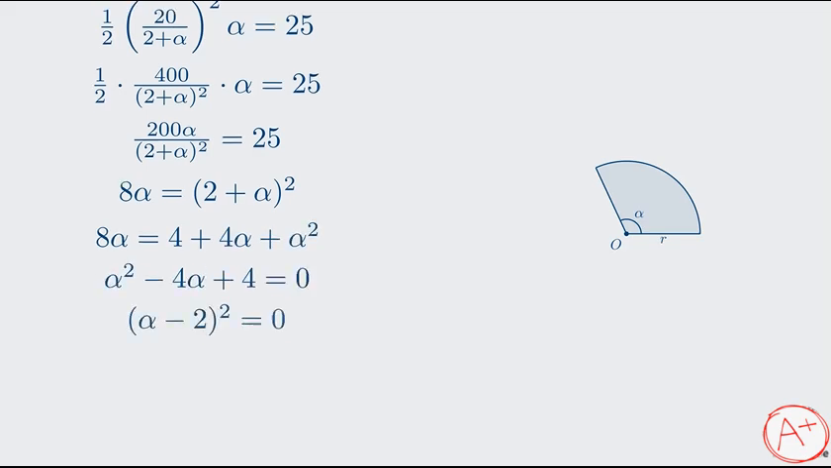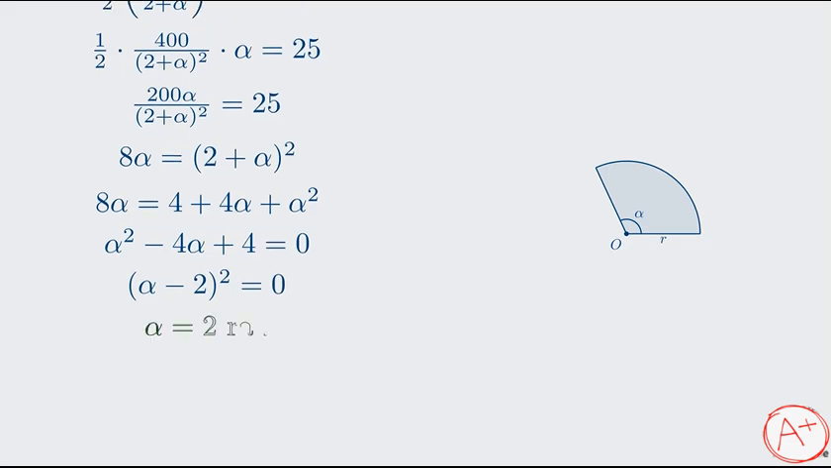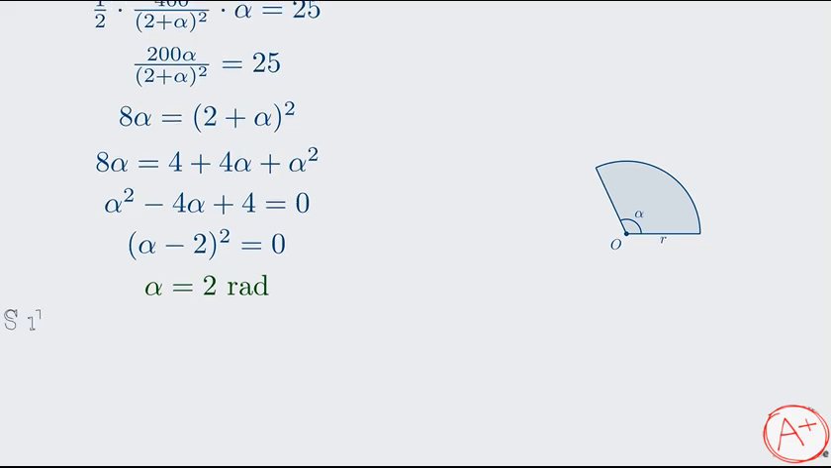This is a perfect square. Alpha minus 2 squared equals 0. Therefore, alpha equals 2 radians. This step-by-step substitution is a common requirement in pure Math 1 exams.